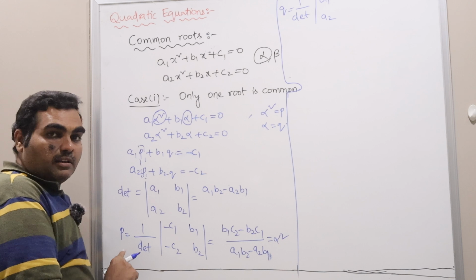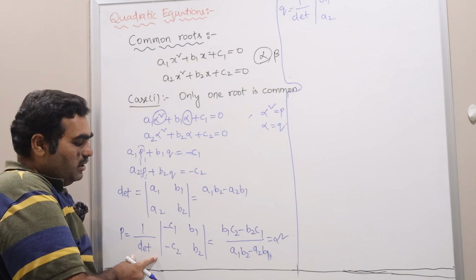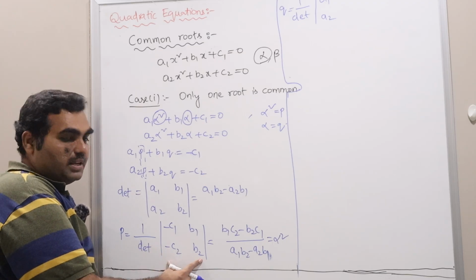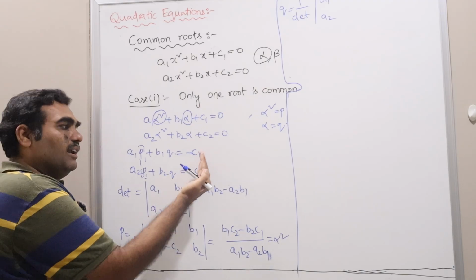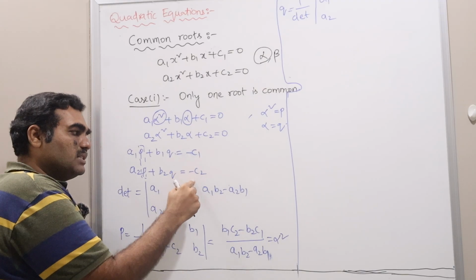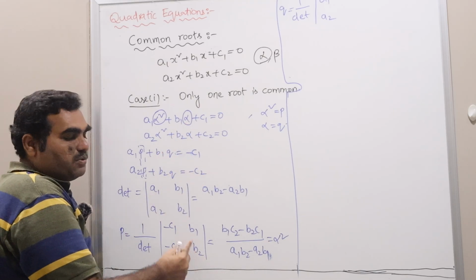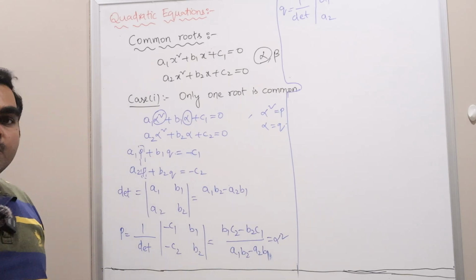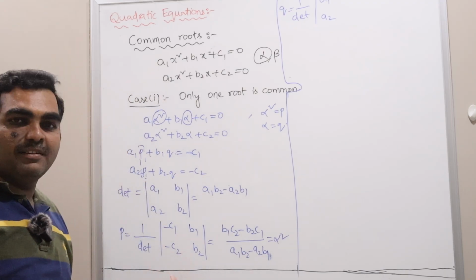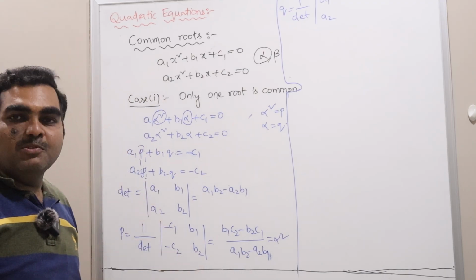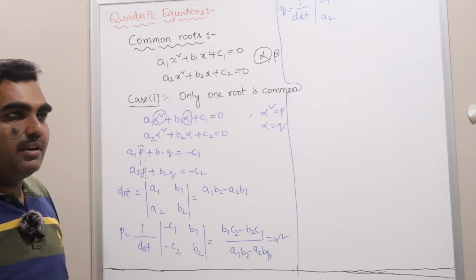When you are solving for a variable, take the 1 by determinant multiplication factor and replace the column of the variable you are trying to find with minus c1 minus c2, and take the remaining variable coefficients as they are. I will do this in detail when I do matrix theory and linear algebra. For the time being you can learn it this way, or use any conventional method like cross multiplication. This is very simple.